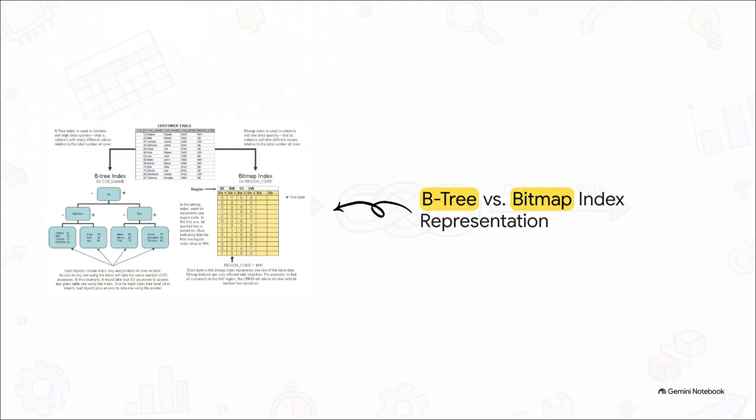First up is the B-tree index. Picture an upside-down tree structure. This is absolutely perfect for high sparsity columns, like customer last names. The database navigates down the branches of this tree to find specific, highly unique records incredibly quickly.